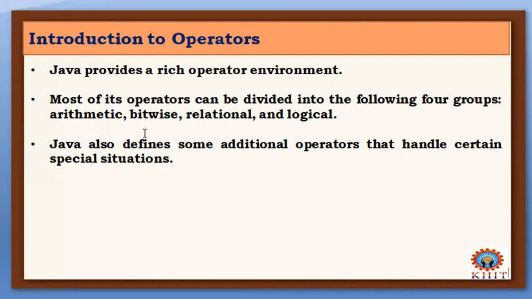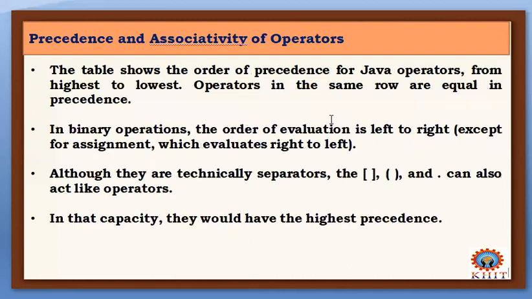So the basic categories are arithmetic, bitwise, relational, logical operators. Next, we'll try to learn about operators in the next slide. But first, you need to understand something called precedence and associativity of operators. What is precedence? Precedence is nothing but the priority that we are giving to the operators.